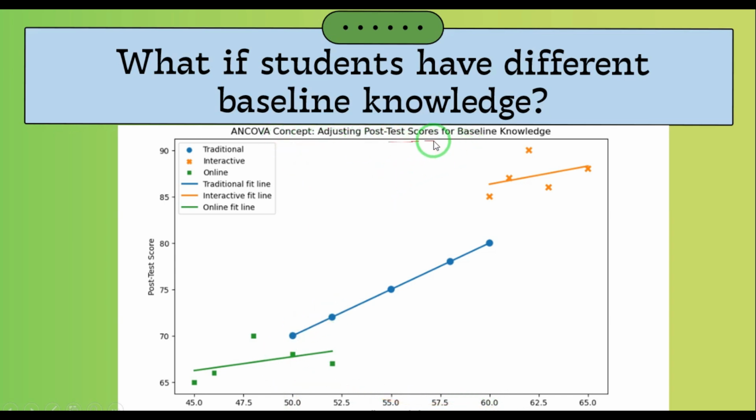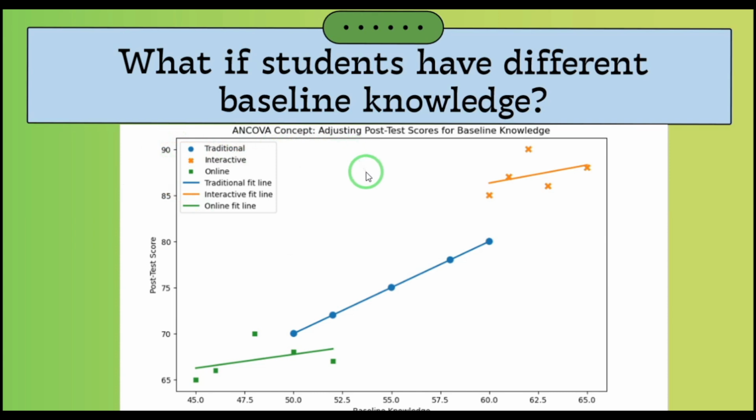ANCOVA considers the baseline knowledge test score and statistically controls for it. By removing the effect of prior knowledge, ANCOVA adjusts the group means. It's as if you're comparing all students as if they had started with the same level of knowledge.